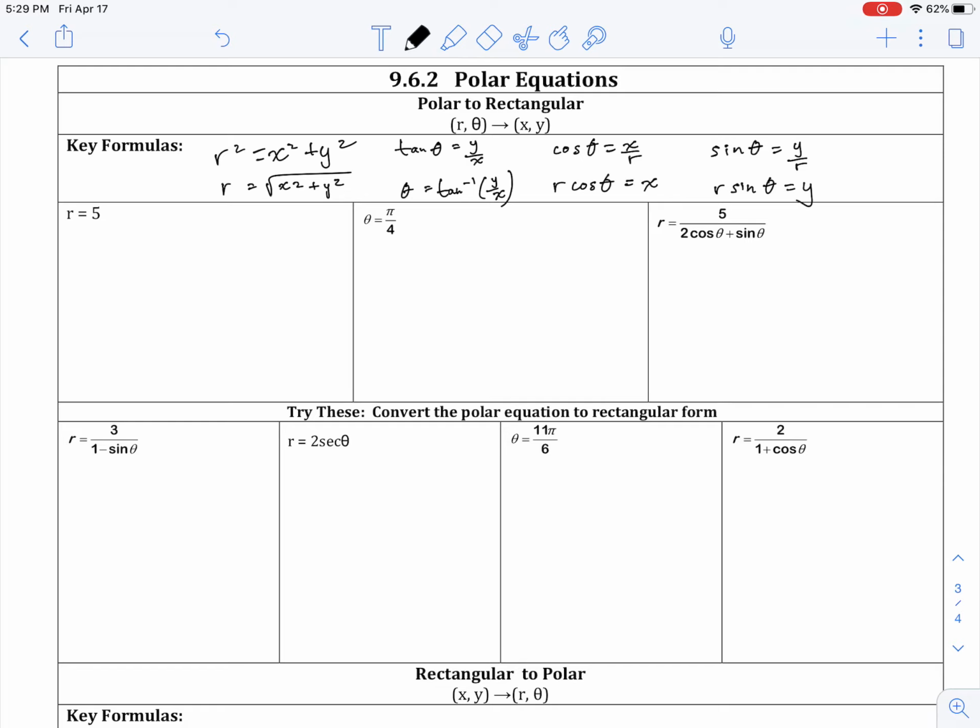In other words, we're going to try to find a way to change our equation in terms of r and theta into an equation in terms of x and y. I've already gone ahead and written out some of the equations and formulas that we have used in the previous part of the lesson to convert polar coordinates to rectangular ones, and I'm going to leave those up there. But let's try our hand actually converting some of these polar equations.